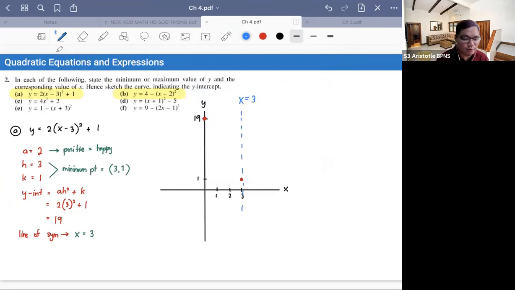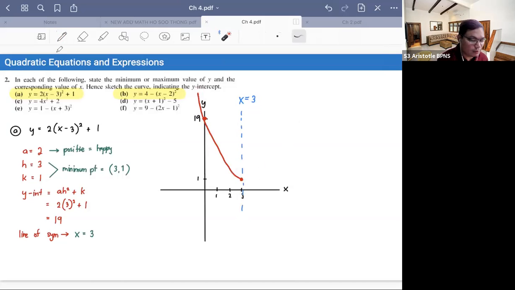Now, what is the purpose of the line of symmetry? Because of symmetry, from the word symmetrical, whatever is on the left is balanced or reflected to the right side. So if I graph this from the y-intercept to this, the other side is just a reflection of this. So that's the purpose of the line of symmetry, to make the graph balanced.